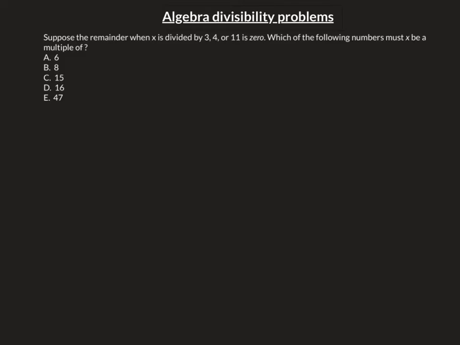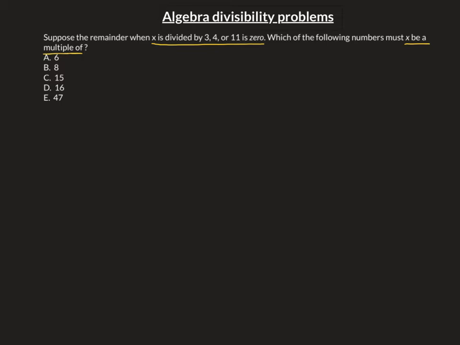Now, let's underline our important information in this problem. It says, suppose the remainder when x is divided by 3, 4, or 11 is 0. So that's one piece of important information. And then our question, which of the following numbers must x be a multiple of? X be a multiple of.